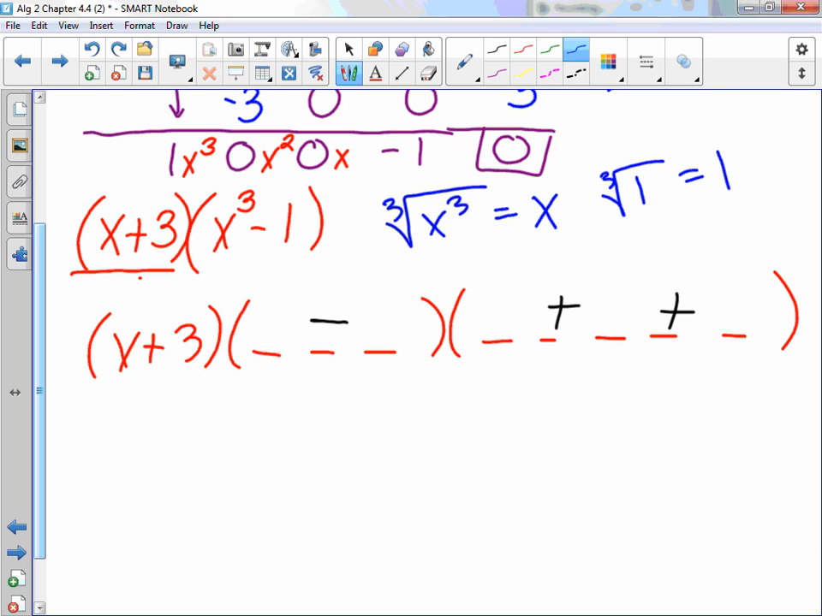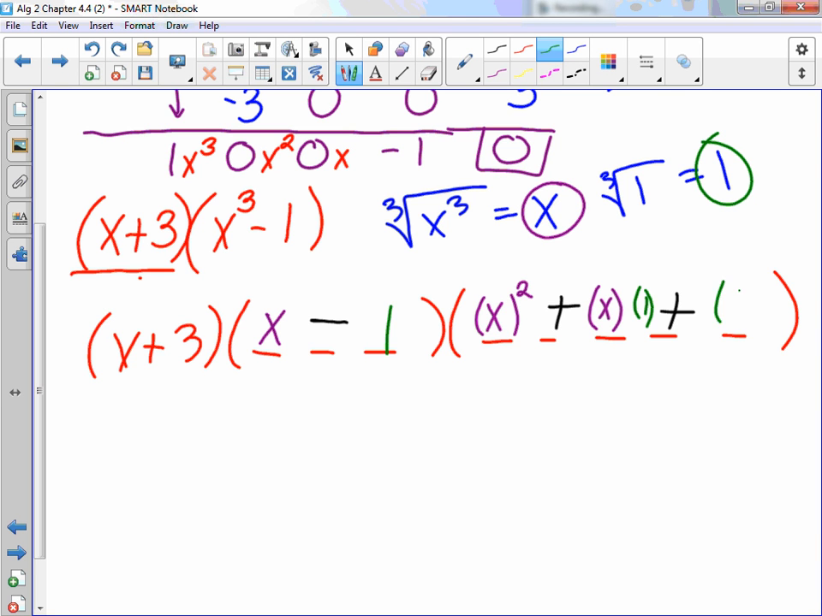So our a terms were x. So here we would have x. Here would be x squared, and then this would be x. Our b is 1: here we'd have 1, here we would have 1, and here we would have 1 squared. Any questions? Yes?